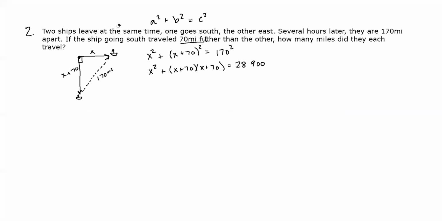Now, if we go ahead and multiply this together, we have x squared plus, now x times x is x squared. X times 70 is 70x. Again, in the middle, we have another 70x. And 70 times 70, 7 times 7 is 49, and add the two zeros.